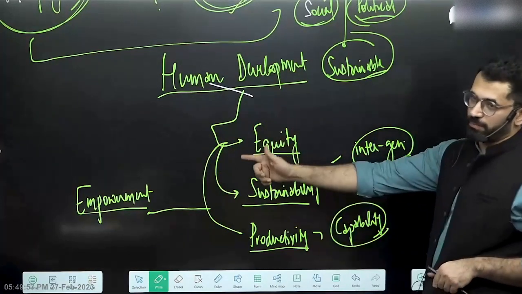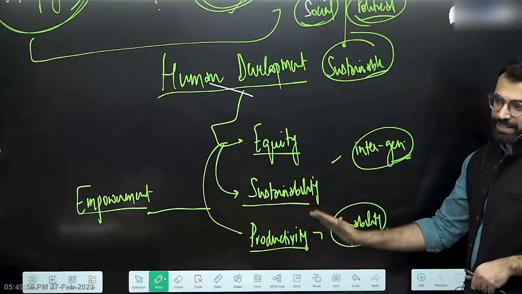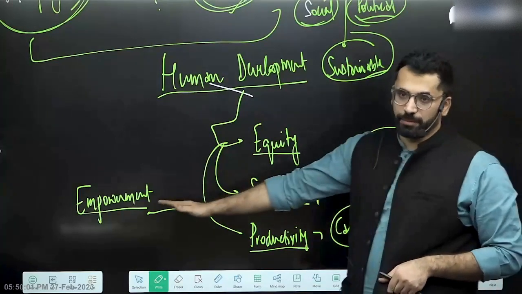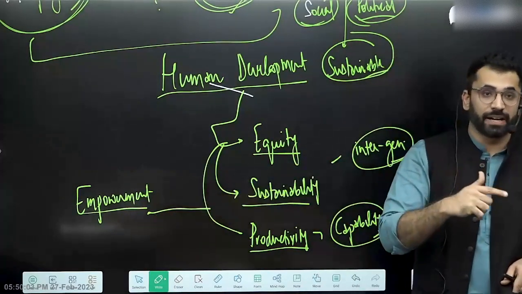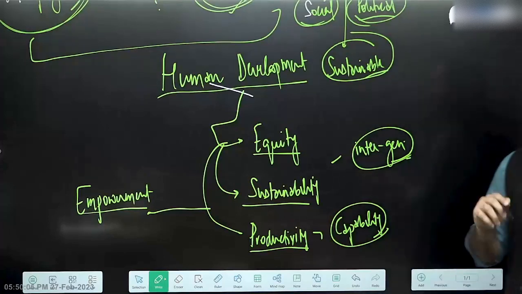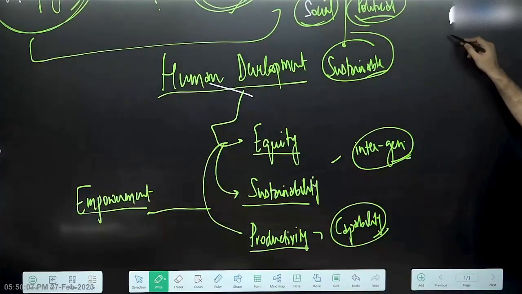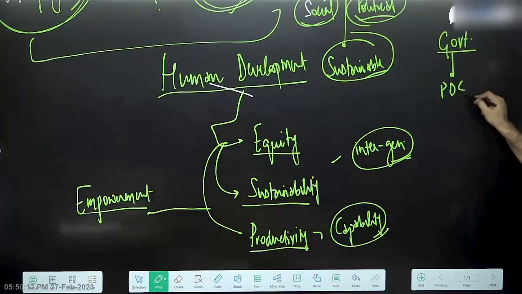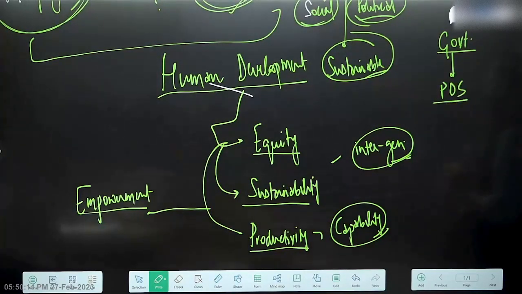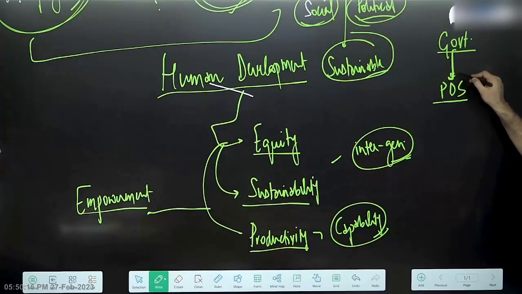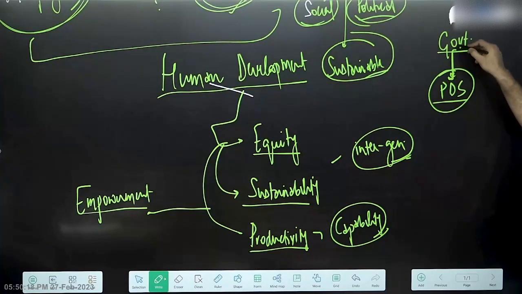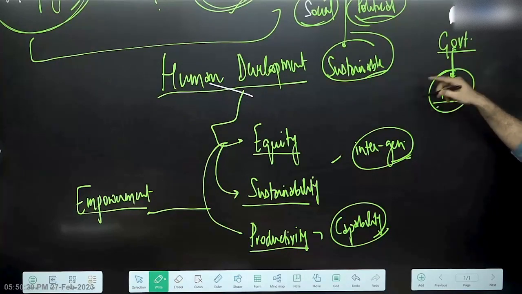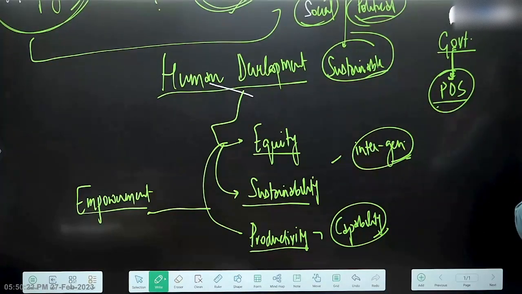Capability and empowerment are linked. You provide capability to someone, you empower them. You are not making them dependent on the state for things. This is why we say human development. Government support, for example, is coming in the form of PDS. This is a dependency approach, that you are dependent on the government for the grains. The empowerment approach says you should have the skill to work and earn that grain.